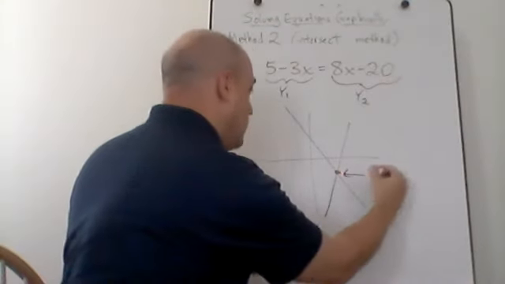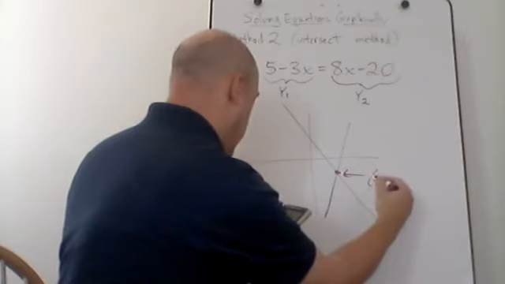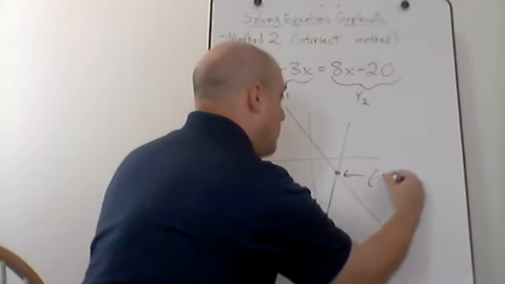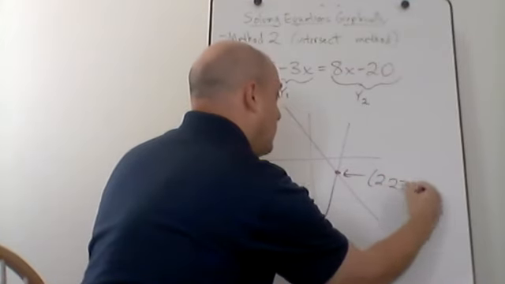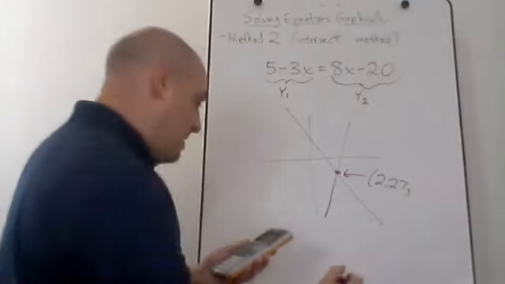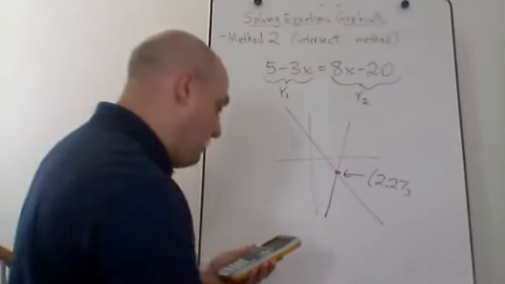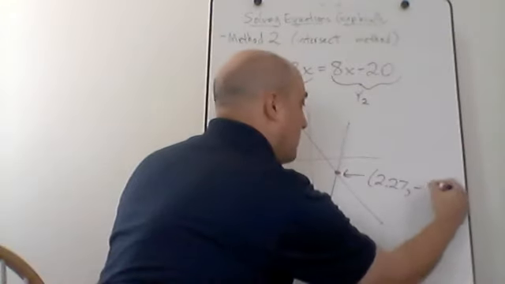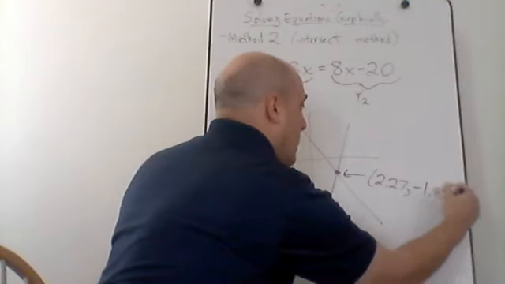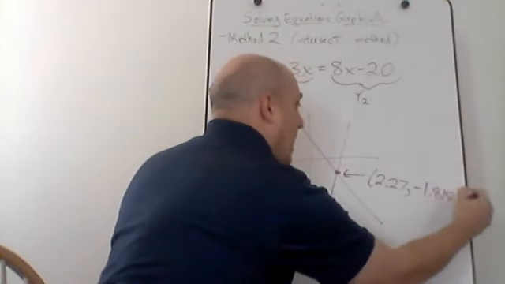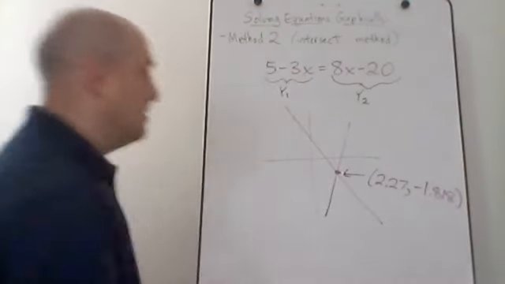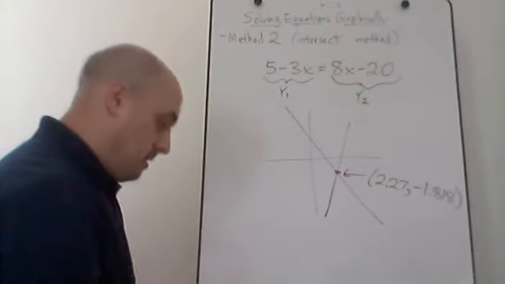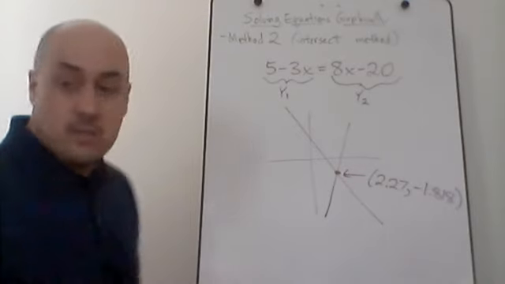Right, so my intersection point, x is 2.2727 repeated, it looks like, so 2.27, and then y is -1.8181, looks like also that's repeated, -1.818, let's say. Okay, so that's my intersection point. Right, so I get the x and y coordinates of that intersection point.